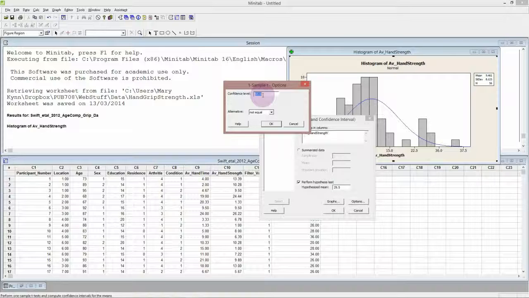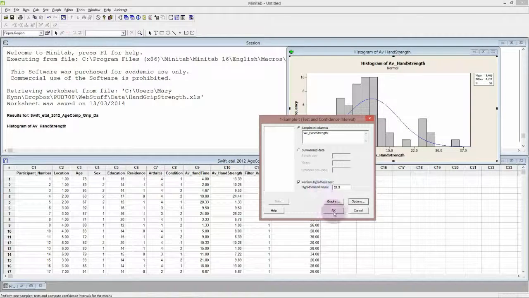Confidence level, that's fine. If you wanted to, you could bump that up to 99, or maybe you could drop it down if you didn't need to be quite so confident to a 90% confidence interval. Our alternative, if we're going to use our two-sided alternative, that it's not equal to that. Okay.